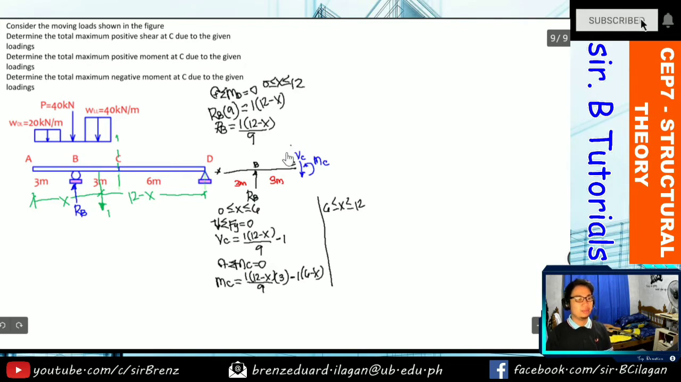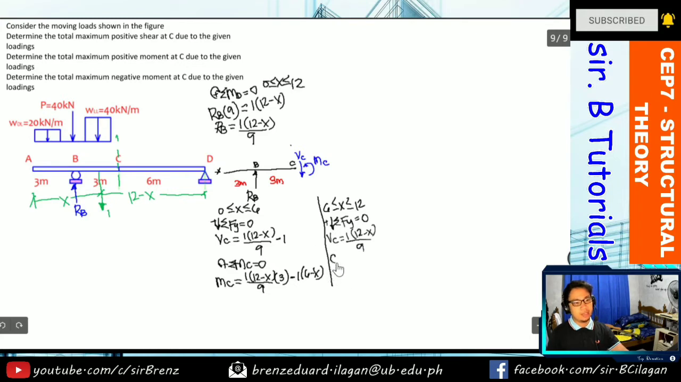Ayan. So yan lang po yung matitira dyan. So if you're going to consider that, kapag nag-take ka ng summation ng forces ng y, ganun lang din. Ang nangyari lang, mawawala yung 1 sa part ng equation na yun. Or the equation for the shear C is 1 times 12 minus x all over 9. So mawawala nga lang to.